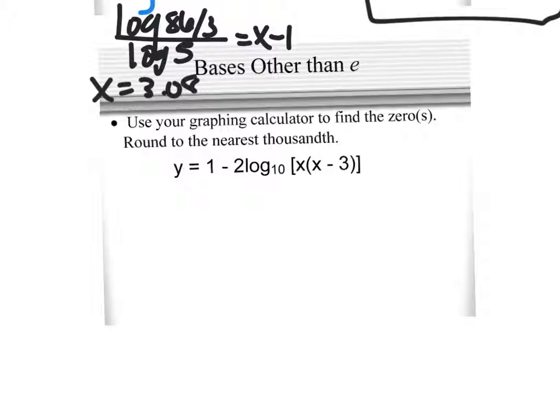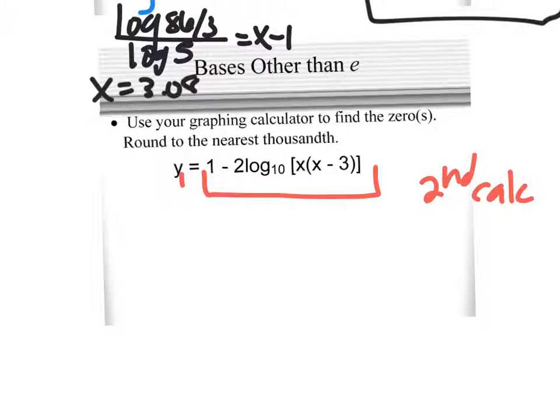All right, next up, bases other than e in your graphing calculator. It says, use the graphing calculator to find the zeros. So if you don't remember how to do this, you plug this whole expression in, and then you figure out the zeros under second calc in your calculator. So in your calc, you would type this into y1, and then you could actually type in y2 as 0 if that's easier for you to find the intersection. The other way is, again, go to second calc after you've put it in y equals, and then there's a zeros option, and then you follow the directions on the screen.